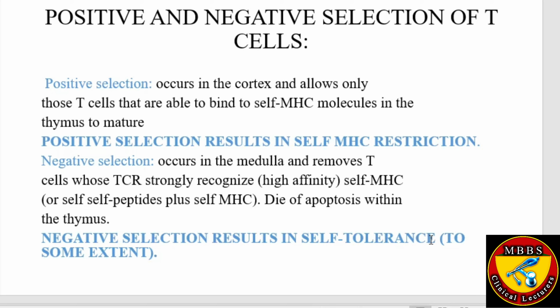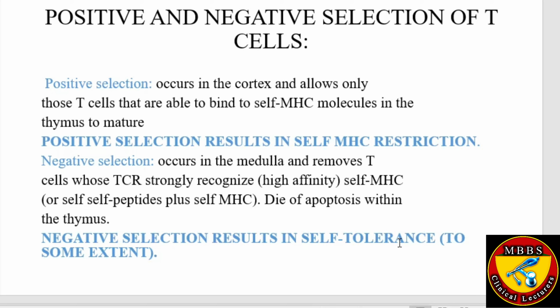The second process is positive selection. What is positive selection? In positive selection, those CD4 and CD8 positive cells having antigen receptors that do not react with the self-MHC proteins are also killed. It means positive selection results in selection of T cells that react well with self-MHC proteins. So positive selection results in self-MHC restriction and negative selection results in self-tolerance.